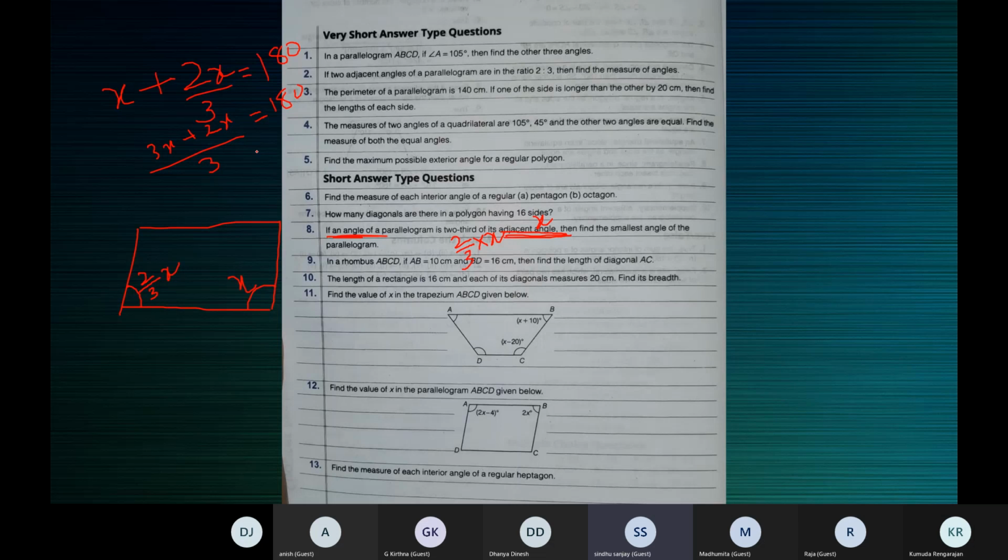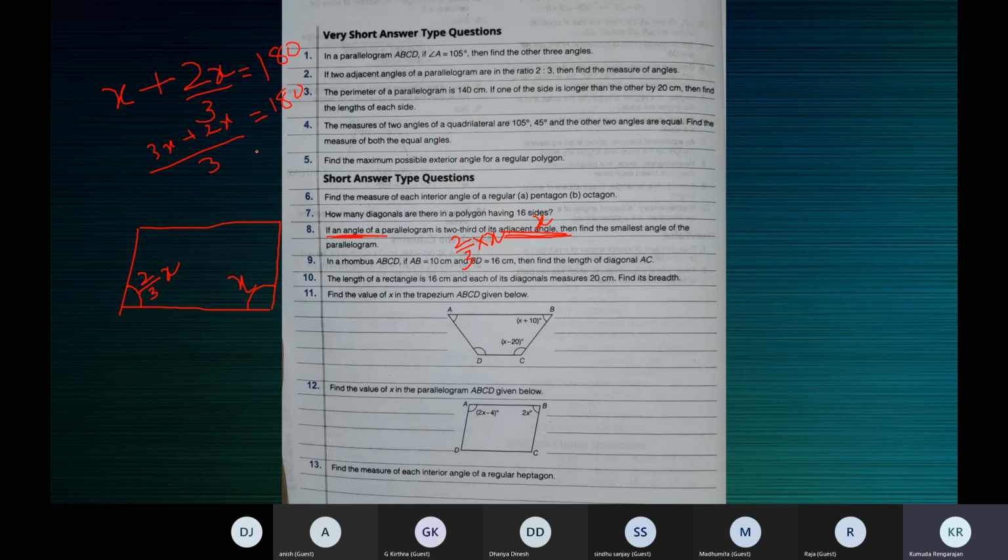X is equal to 108 degrees, ma'am. Yeah, 540 by 5, which is 108. So x is equal to 108. Then the other angle will be 2/3 into 108, which is 72 degrees. The question is to find the smallest angle of the parallelogram. So the smallest angle is 72 degrees.